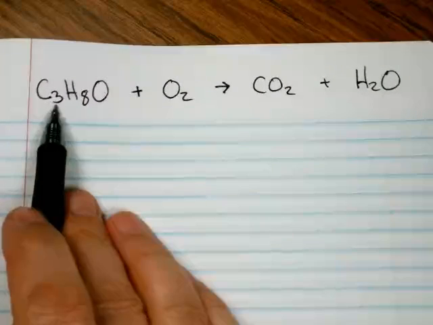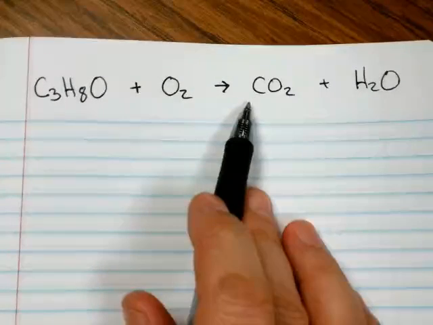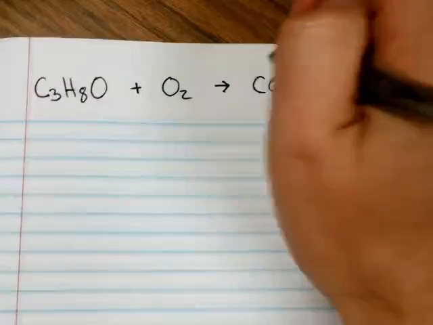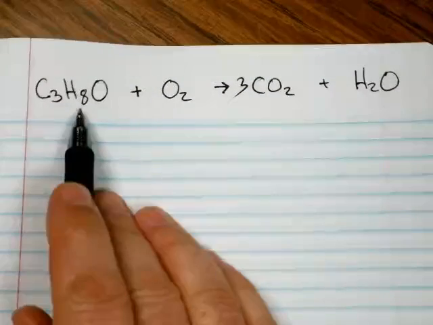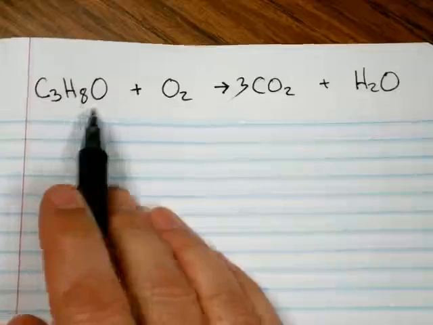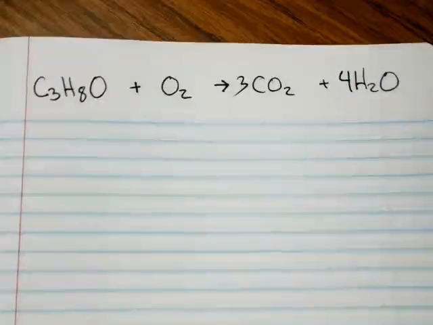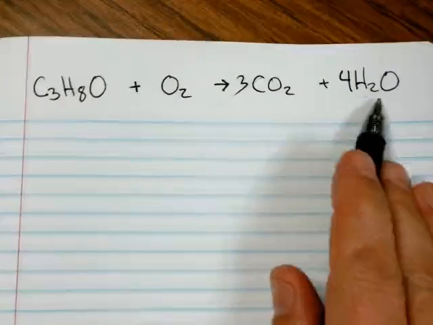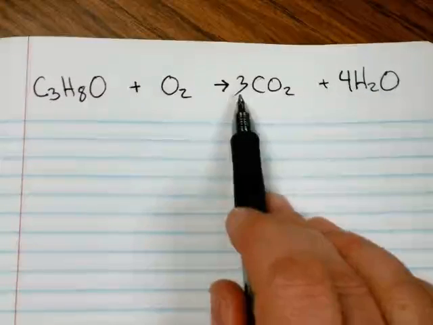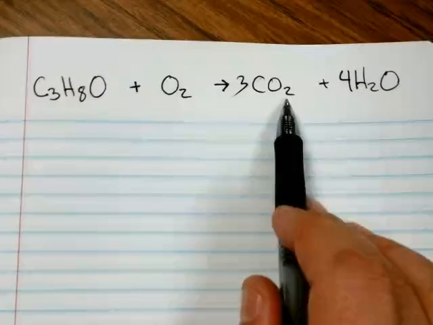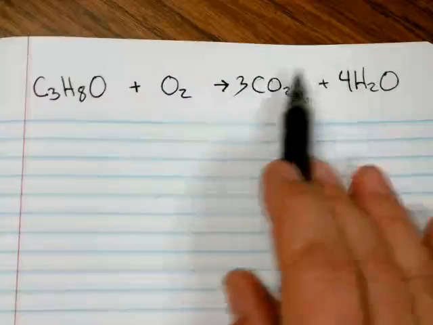How many carbons do we have here? 3. So how many do we need on this side? 3. So 3 carbons. How many hydrogens do we have on this side? 8. So what do we put here? 4. Because you're going to multiply that. Yeah. So now we have a total of 3 times 2 oxygens, 6 oxygens plus 4. So we have 10 oxygens on this side.